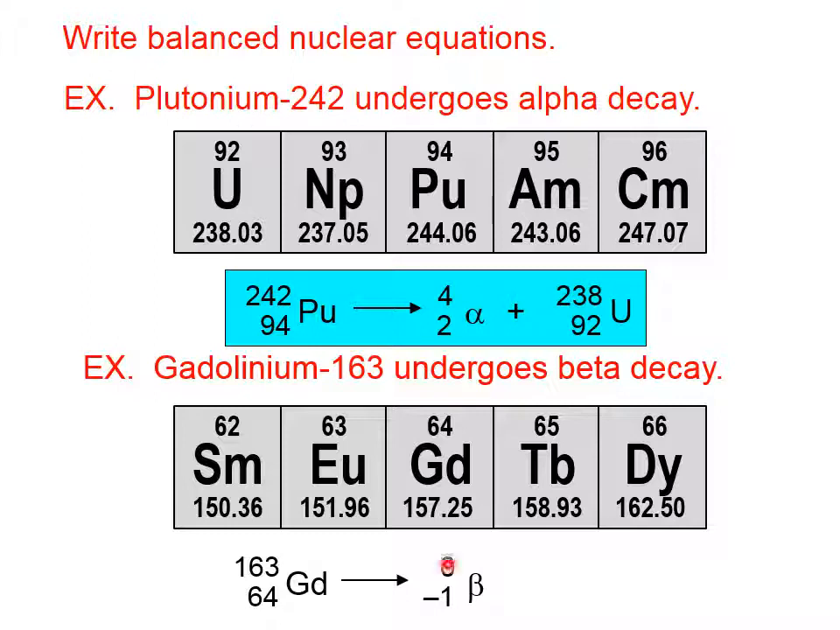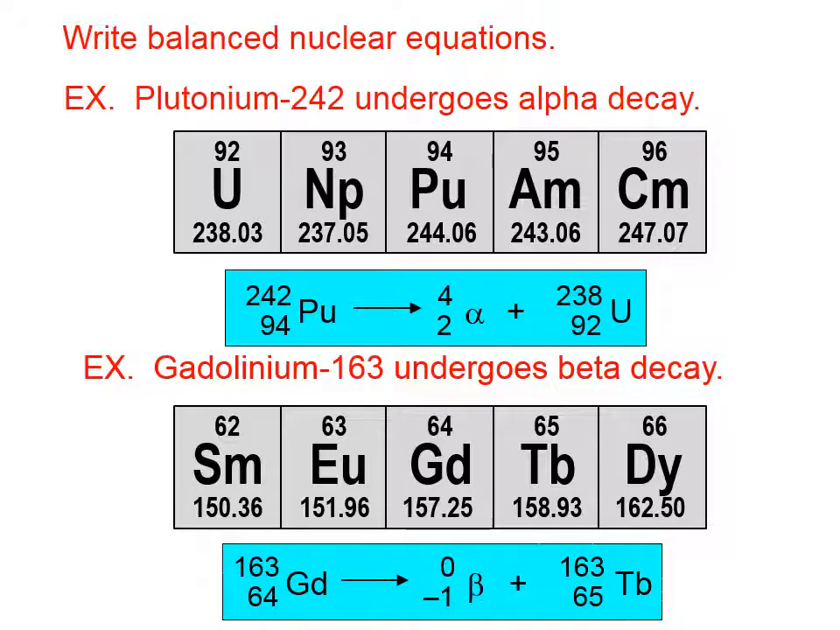163 is equal to 0 plus what? 163, obviously. And on the bottom, 64 is equal to -1 plus 65. So this element is number 65, which we see as terbium.